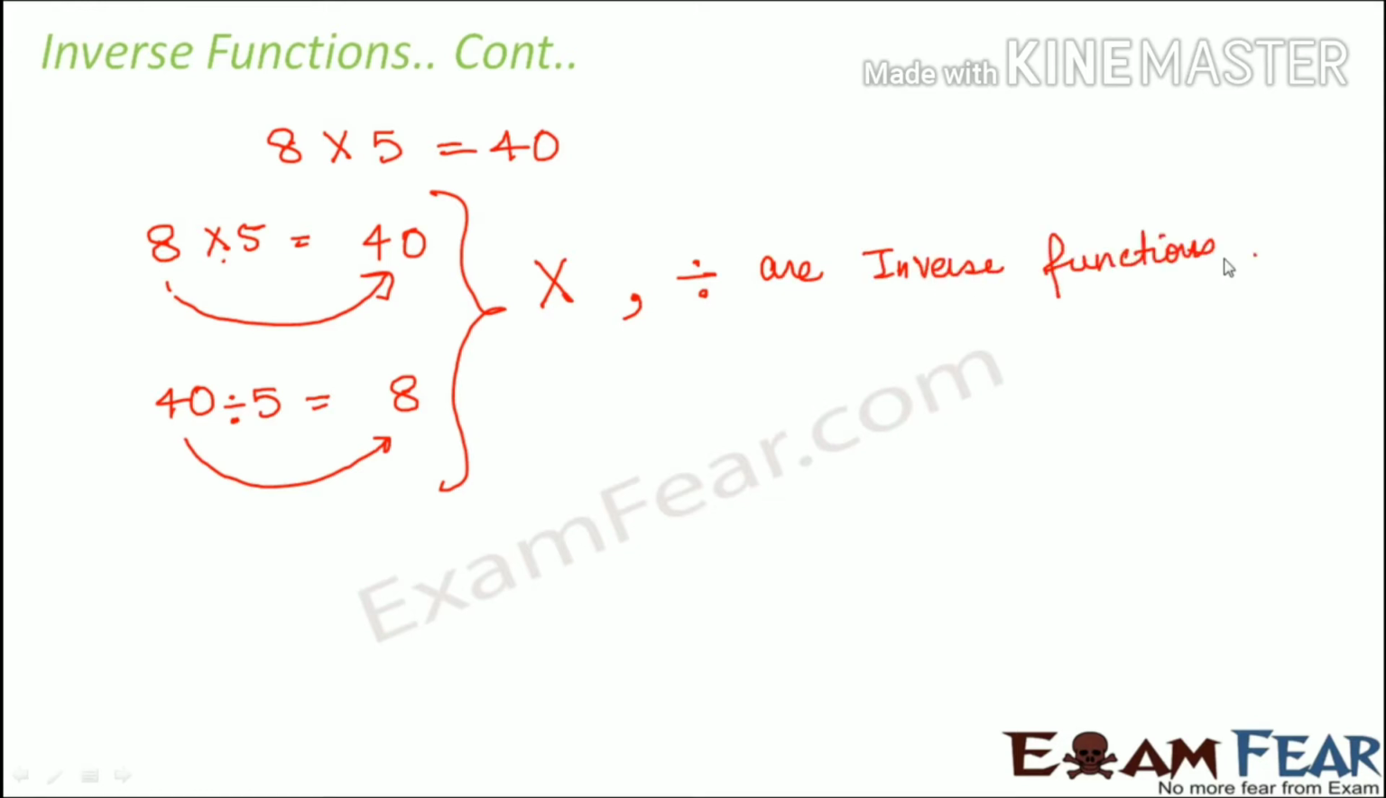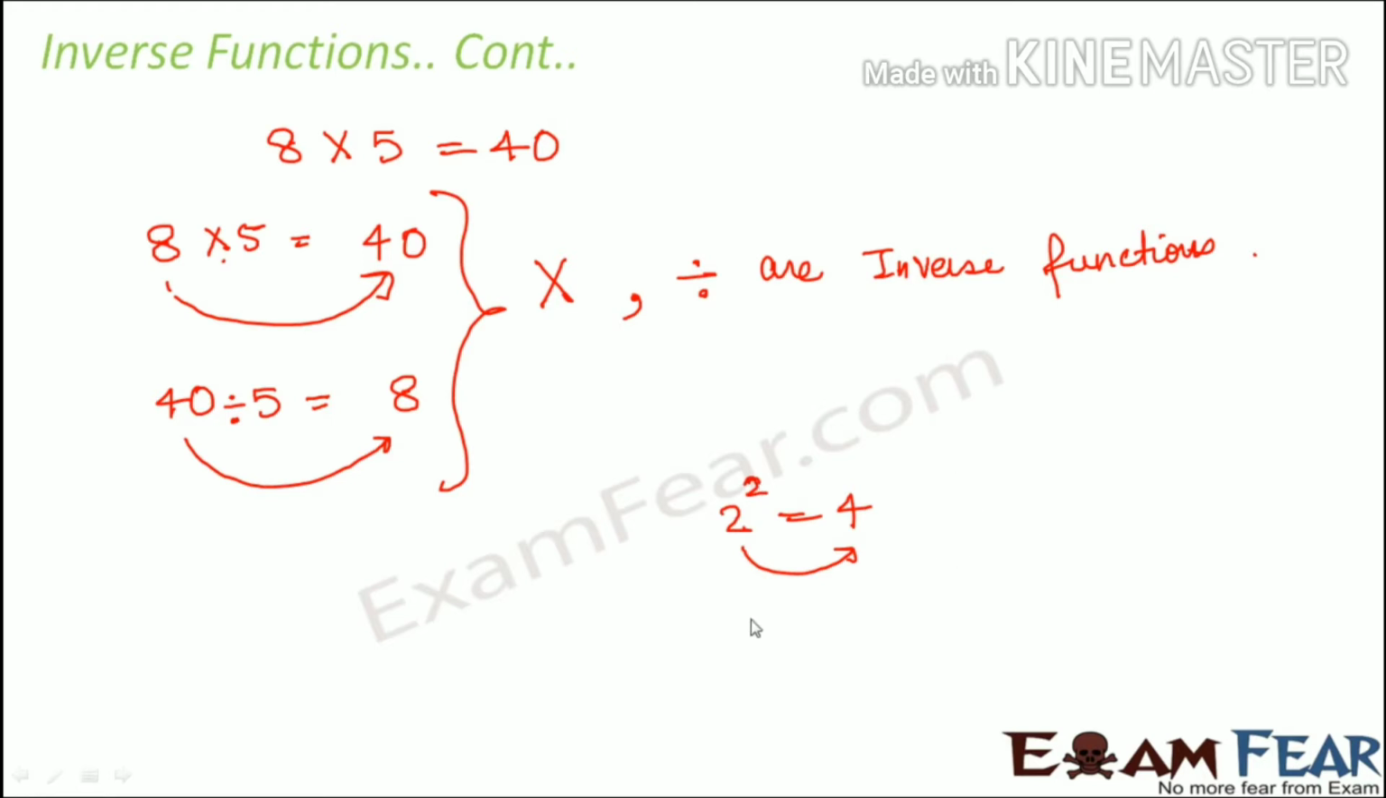Now on similar lines, let's talk about squares. When I tell you 2 square gives you 4, that means if I want to get 4 from 2, what do I do? I square 2. So if I want to get 4 from 2 by squaring, then I square 2.